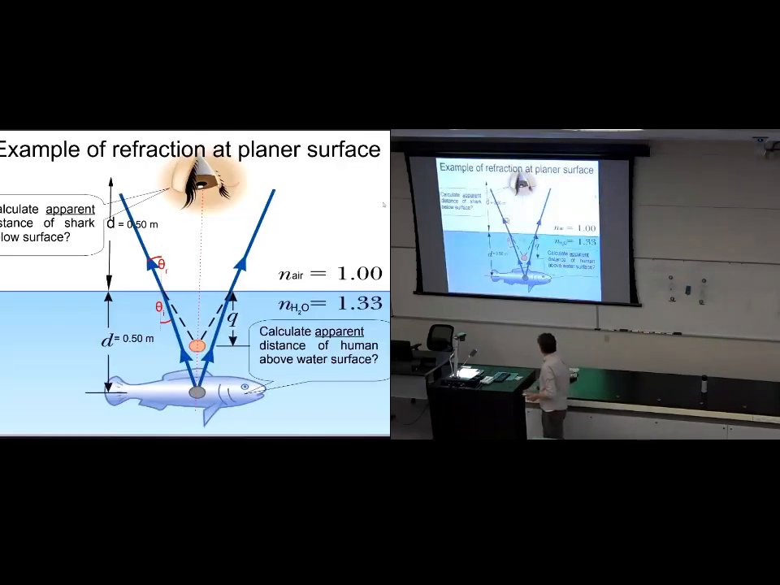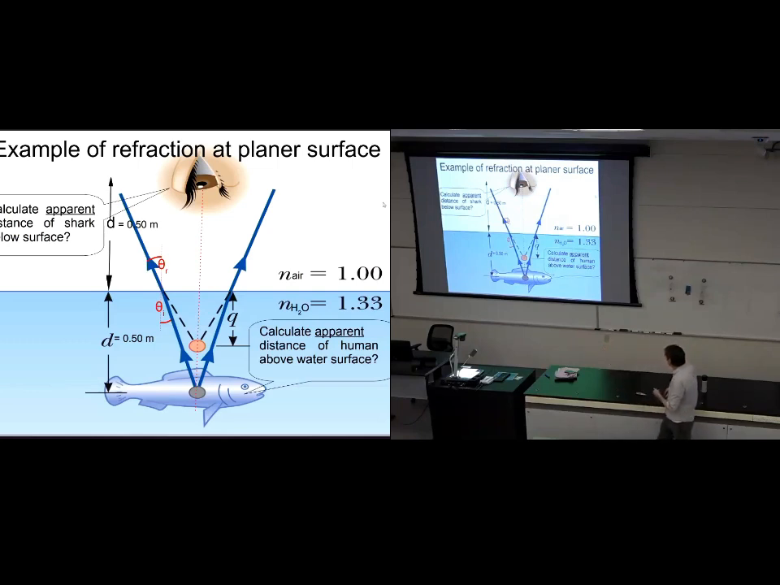Okay, I got a little example of this. Here I am, and I'm looking down at this shark. I'm at the beach, looking in the water, and I see a shark. We're going to figure out the apparent depth below the surface of the water that I see the shark at. By apparent depth, I mean, where is the image of the shark located beneath the surface of the water?